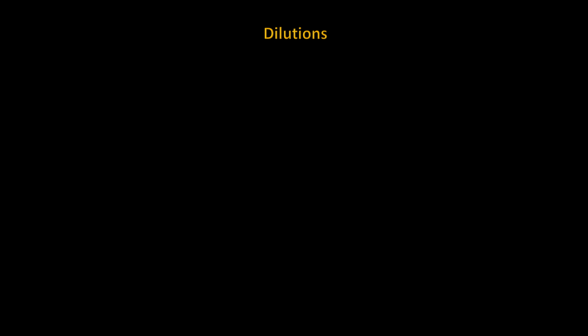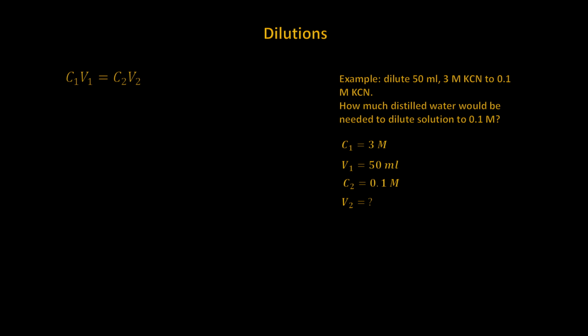The method that is used is based on the equation C1V1 equals C2V2, where C is concentration and V is volume. Now it may look a little confusing, and in a way it is. The best way to show this is by example. A 3 molar solution of potassium cyanide is used. What is needed is a 0.1 molar solution for future experiments. All values must be the same on both sides.